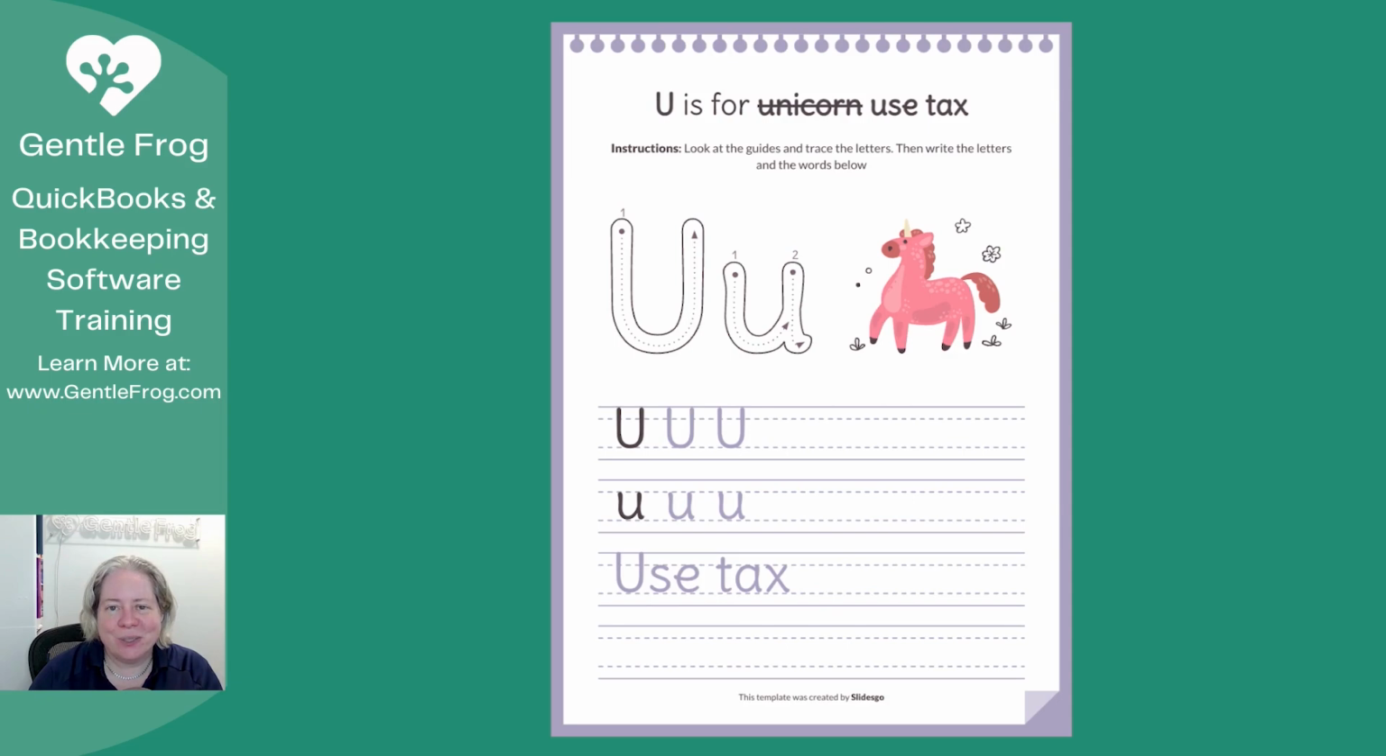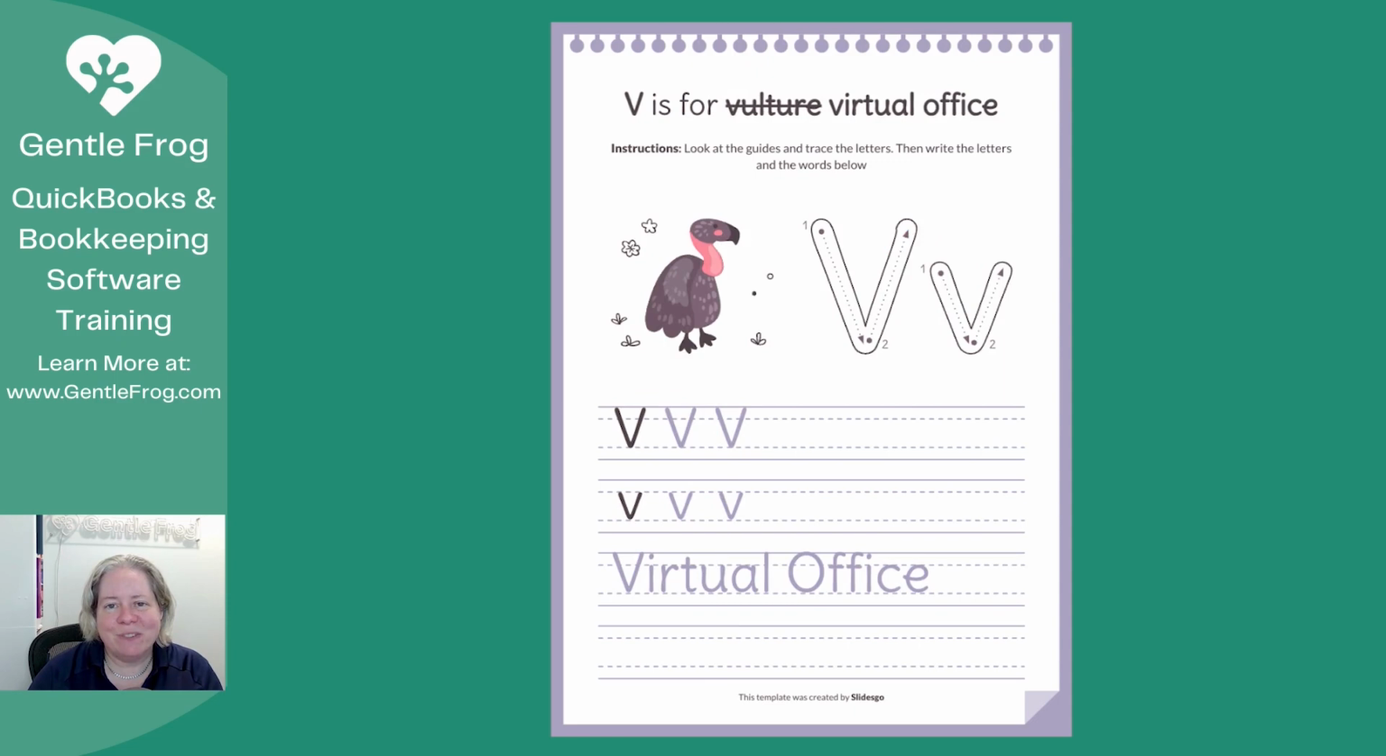U stands for use tax. Use tax is the tax that you need to pay to the state when you purchase something where you did not pay sales tax. So for example, if you go and shop in a state that doesn't charge sales tax, you need to self-report your sales tax. Self-reporting your sales tax is called use tax. V stands for virtual office. I have a virtual office, as do many other people.